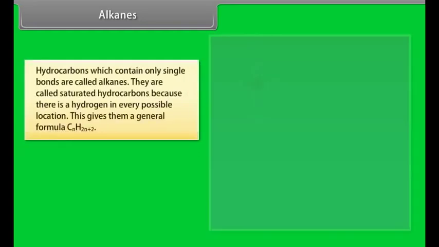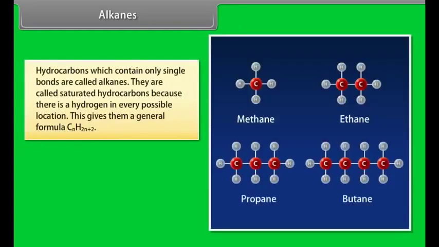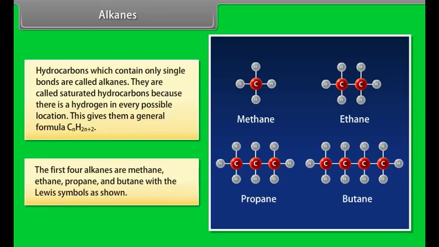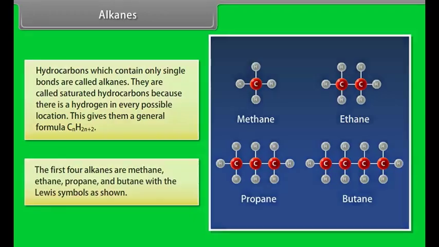Alkanes. Hydrocarbons which contain only single bonds are called alkanes. They are called saturated hydrocarbons because there is a hydrogen in every possible location. This gives them a general formula CnH2n+2. The first four alkanes are methane, ethane, propane and butane with the Lewis symbol as shown.